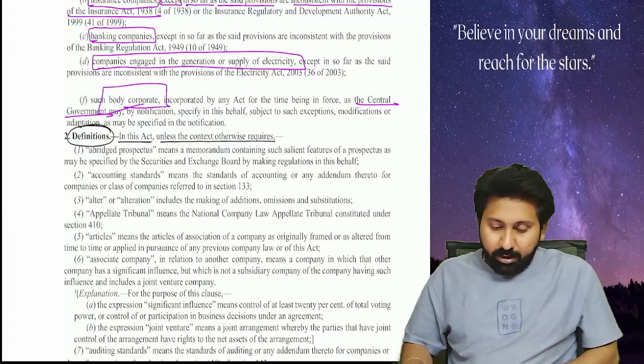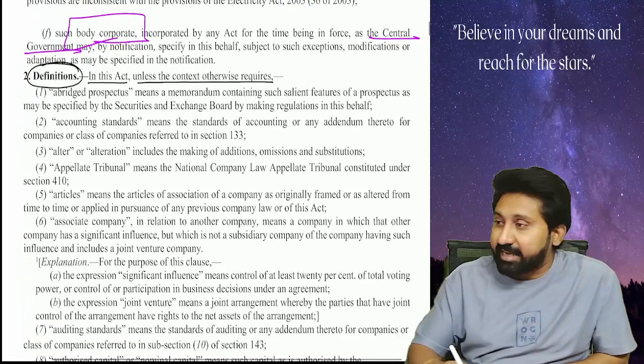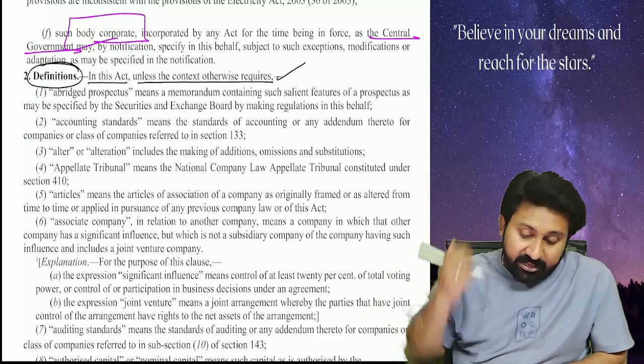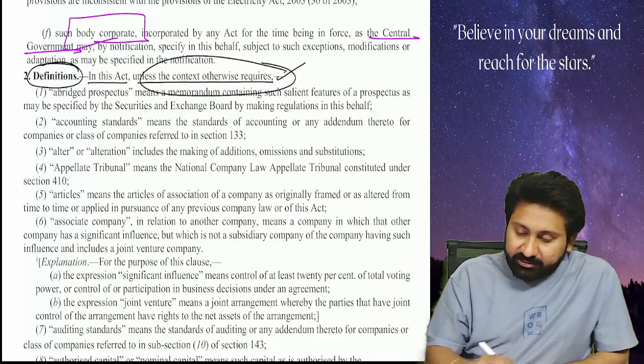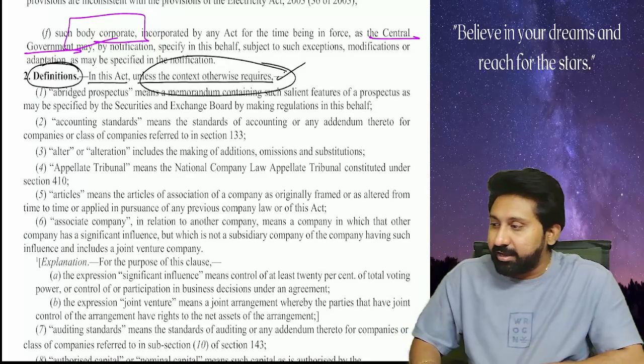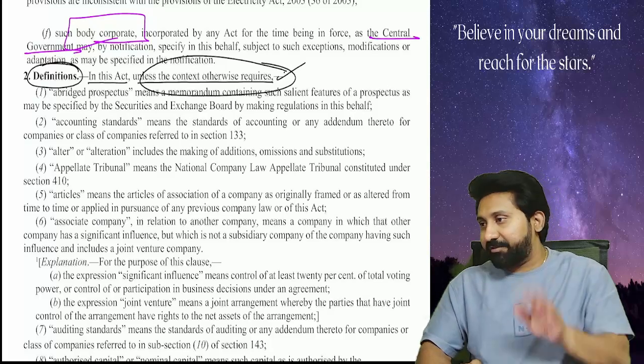See here. In the definition itself, they clearly said, in this act, unless the context otherwise requires, like that they said, some definitions are given. What do you mean by unless the context otherwise requires? These are all the definitions given. These are all the general definitions.